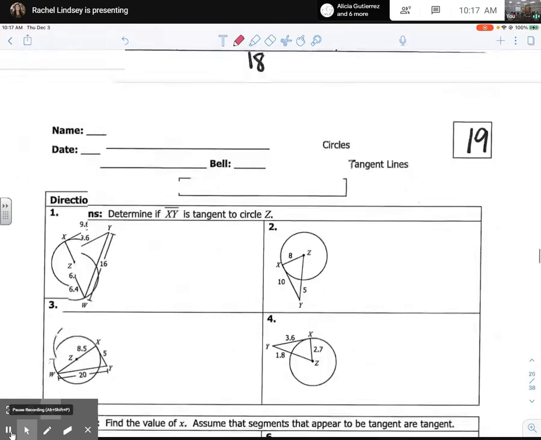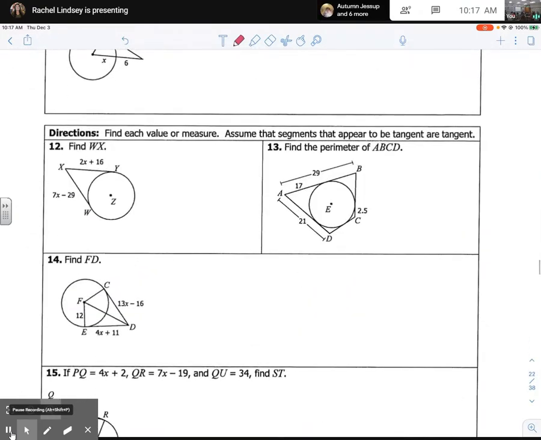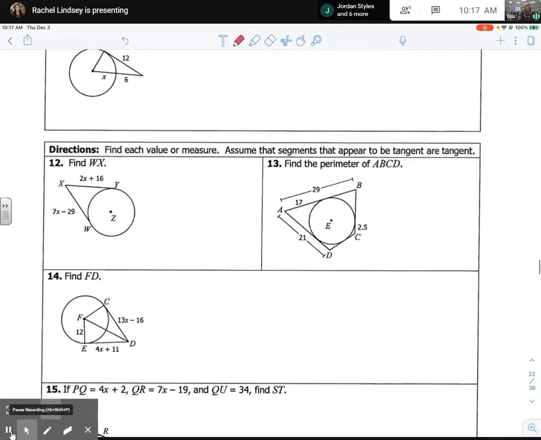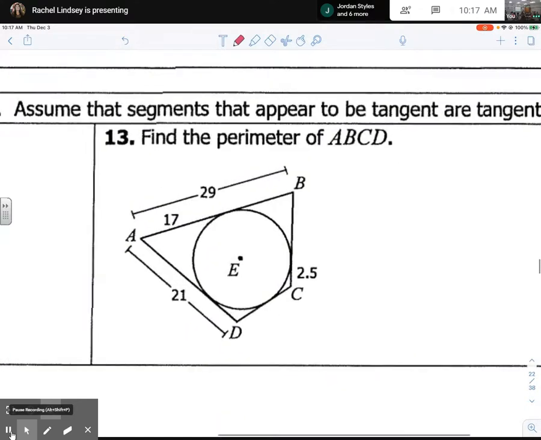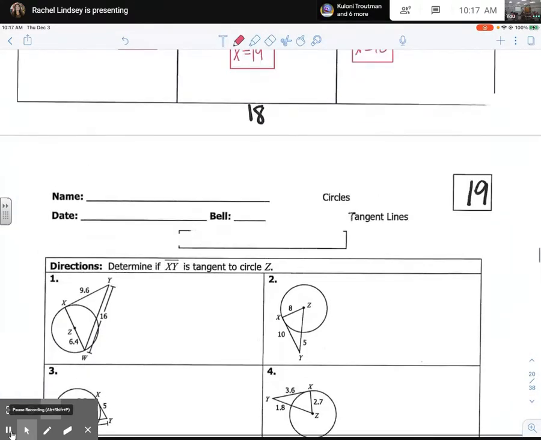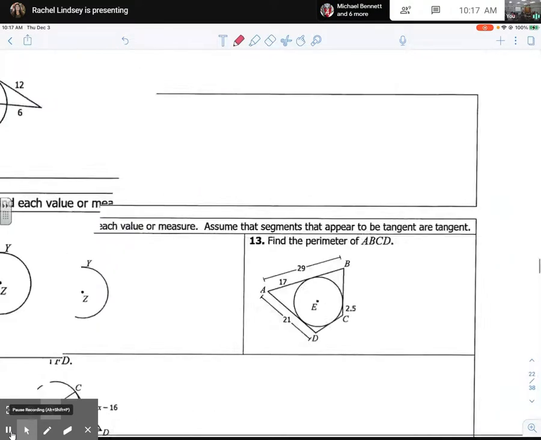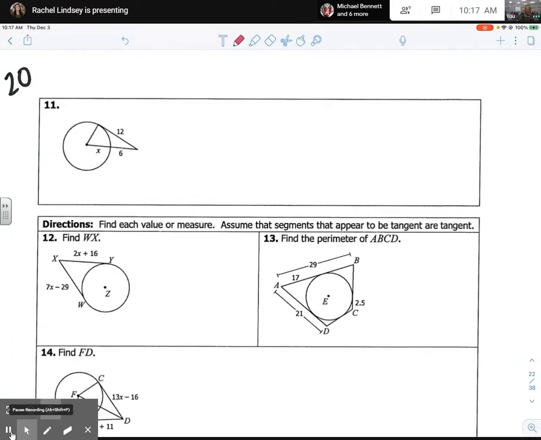Okay, I'm gonna skip page 19, and I'm gonna look at one of these on page 20. Skipping 19, go into page 20, and I'm gonna do number 13 on page 20. But I just want you to see one like this. So number 13 on page 20.